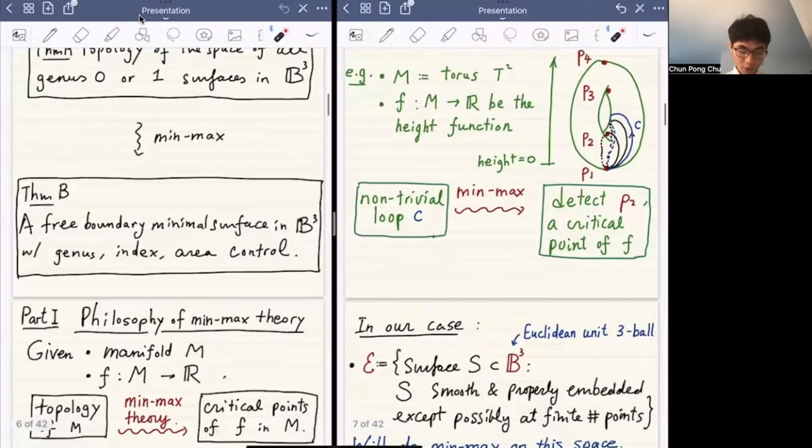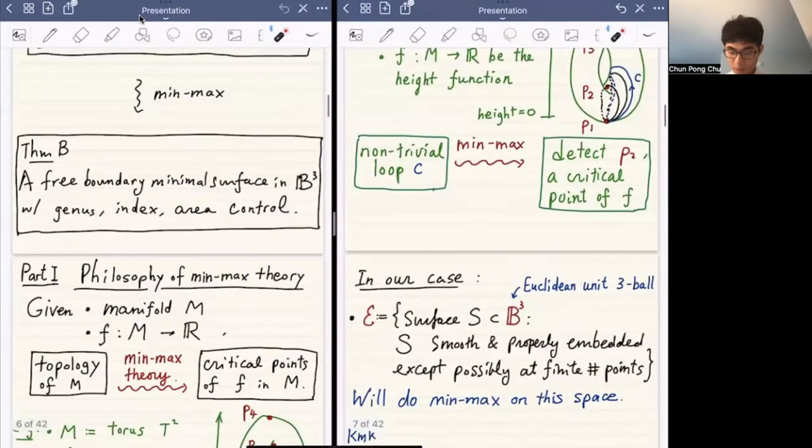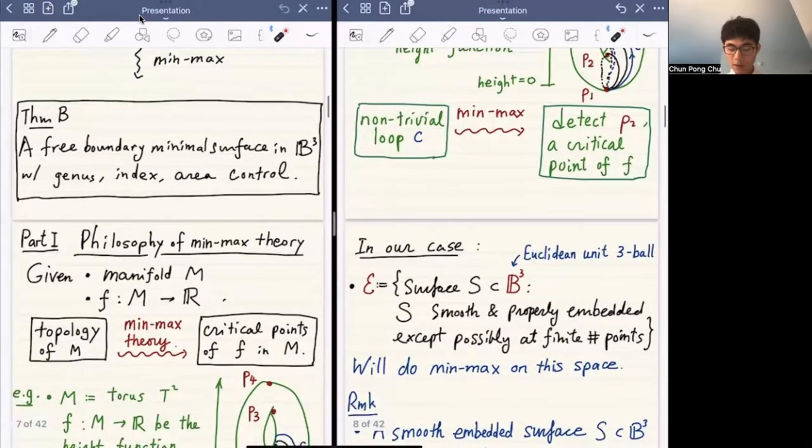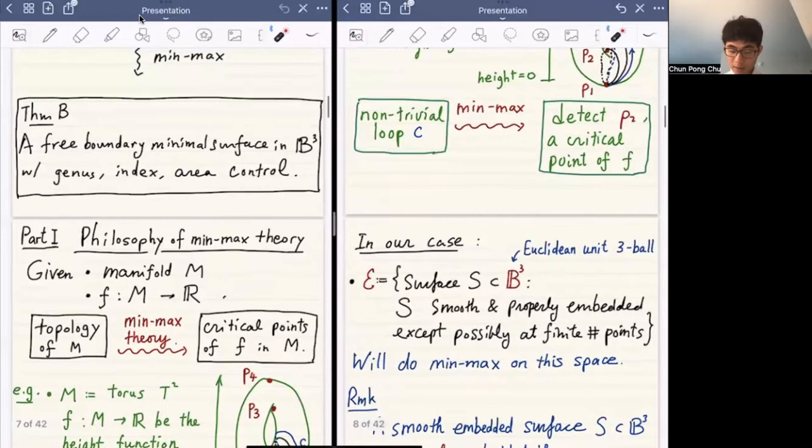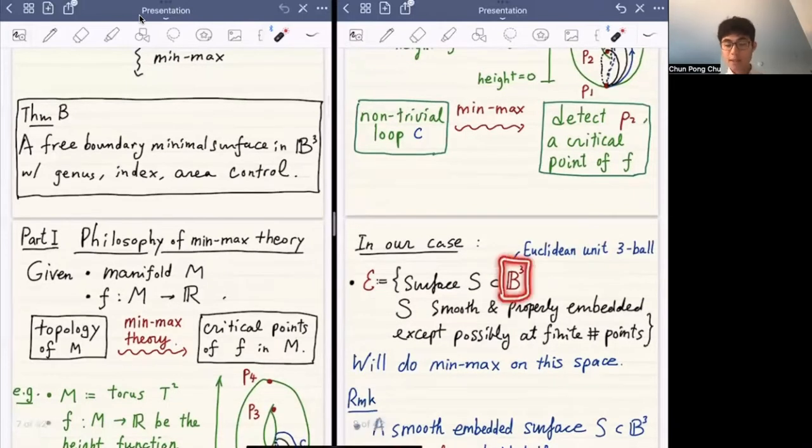And as we mentioned, in our case, we're going to consider an infinite dimensional space. So the infinite dimensional space will be the following. We recall that B3 is the Euclidean unit 3 ball. And we'll denote by E the space of all surfaces in B3 that are smooth and properly embedded, except possibly at finitely many points. And we will do min-max on this space.